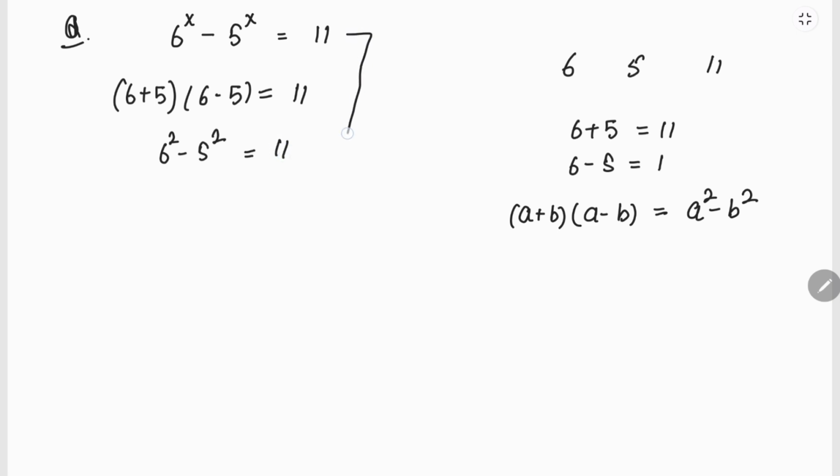Now if you compare these two, because now we have minus, minus, at the place of x we have 2, here and here as well. So if we compare them, what do we get? x is equal to 2, right? And this is our answer. Anyways, you can also verify that 36 minus 25 is 11, right? So I hope you understood this.